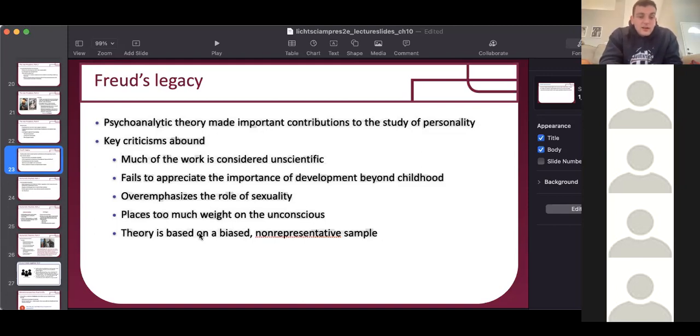But key criticisms, there's a lot of them. Okay, so much of the work is considered unscientific, because for something to be really rigorously scientific, you have to be able to test it, which you can't in the case of a very subjective method of data collection that was largely based on case studies. There are issues with internal and external validity there, but especially external validity. It also fails to appreciate the importance of development beyond childhood.